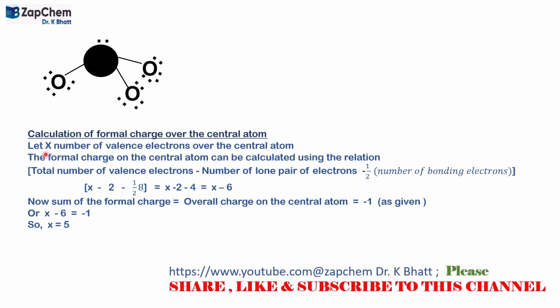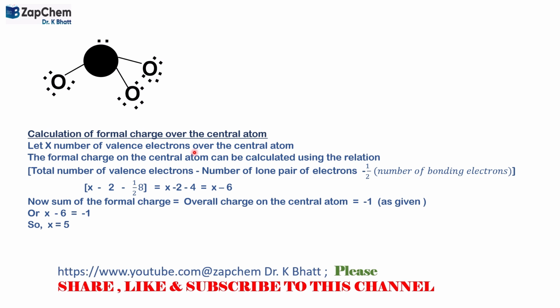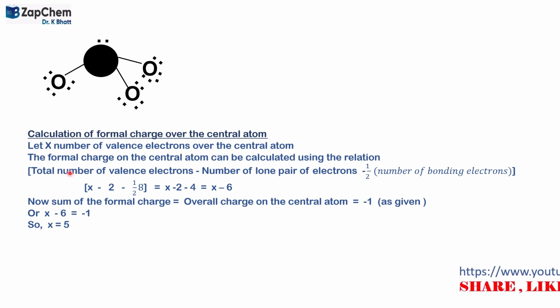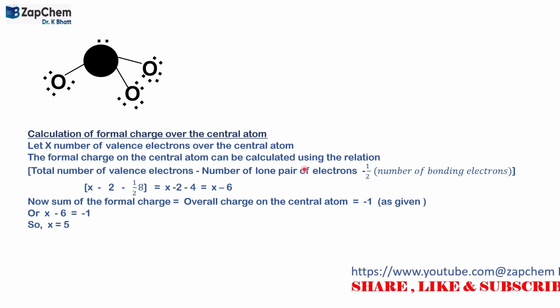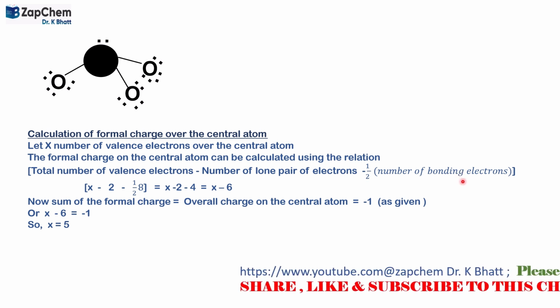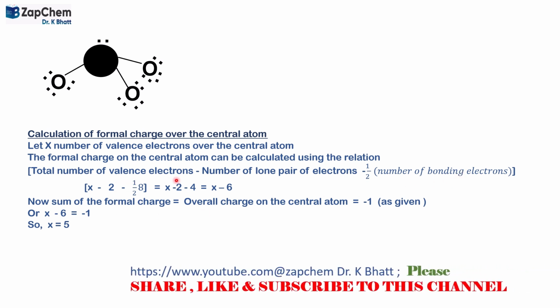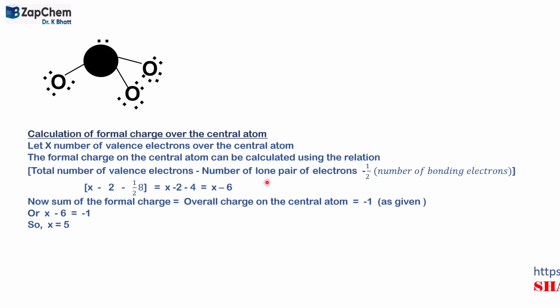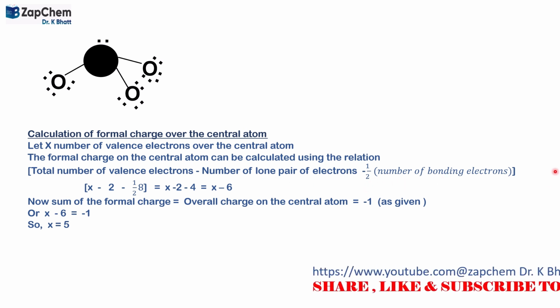We suppose that X is the number of valence electrons over the central atom. The formal charge on the central atom is calculated using the relation. Of course, it is known to us that the formal charge is the total number of valence electrons minus the number of lone pair of electrons minus half the number of bonding electrons.